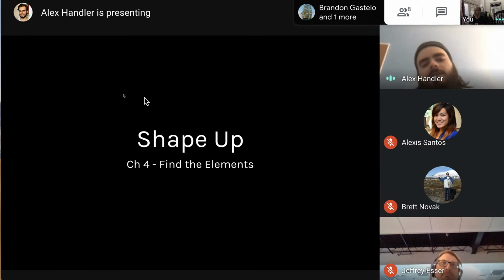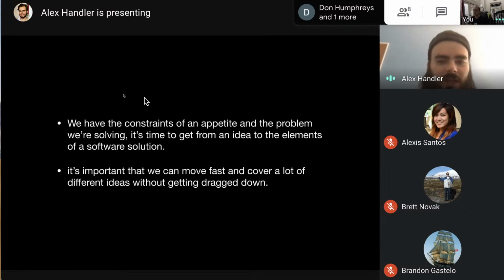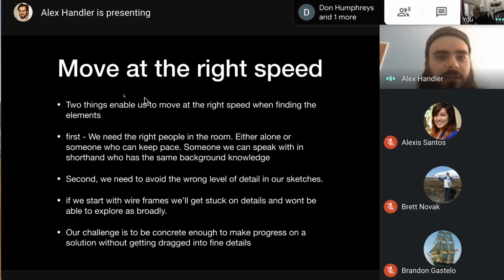So, Jacob, this is chapter 4, Finding the Elements. We have the constraints of an appetite, which is what we went over in the last chapter, and the problem that we're solving. So it's time to get from an idea to the elements of a software solution. It's important that we can move fast and cover a lot of different ideas without getting dragged down in this process, right? Essentially we want to move at the right speed.